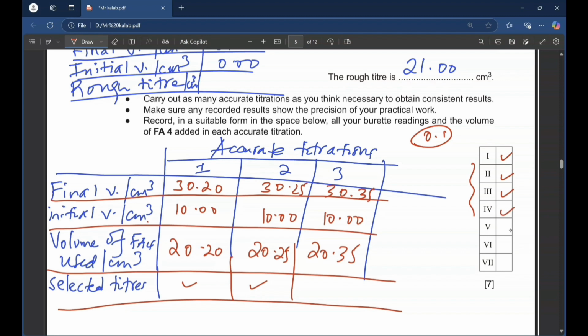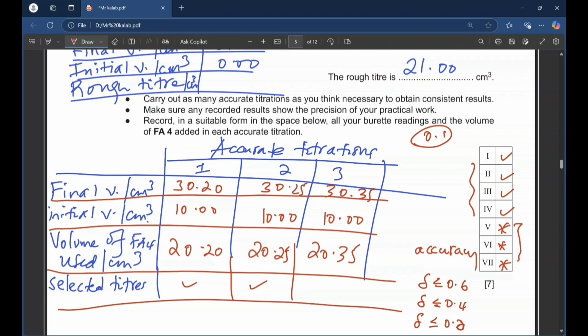But the fifth, sixth, and 7th marks are for your accuracy. What does accuracy mean? If the difference between your titer and the supervisor's titer is less than or equal to 0.6, you get the fifth mark. If the difference is less than 0.4, you get the 6th mark. If the difference is less than or equal to 0.2, you get the 7th mark. If your difference with the supervisor is 0.2 or less, you get all 7 of these marks.